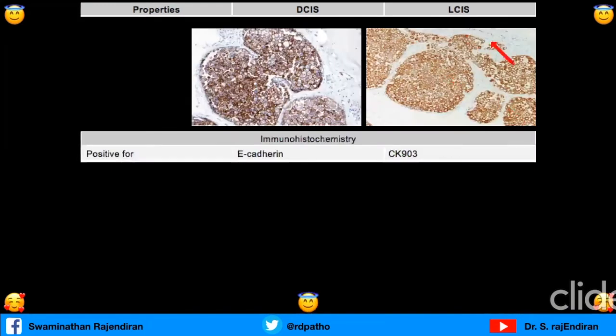They will be negative for E-cadherin, whereas the attenuated ductal epithelial cells will be positive for E-cadherin. And we have a specific high molecular weight cytokeratin, CK903, that is positive in LCIS, whereas E-cadherin will be negative in LCIS, whereas E-cadherin will be positive in DCIS.